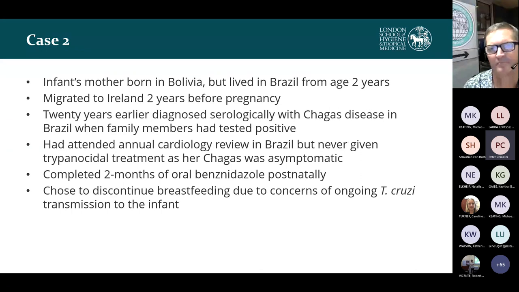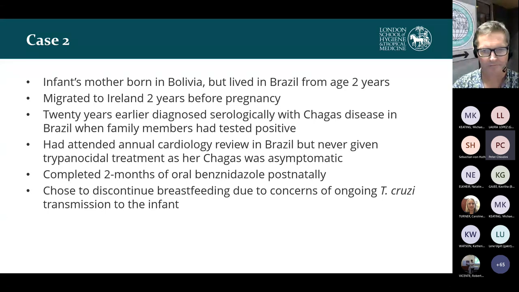Next slide, please, because this is a case of missed opportunity. The infant's mother was born in Bolivia, which in our practice, as you'll hear much more later, is the epicenter of where the cases are coming from. But she had lived in Brazil from the age of 2. And then 2 years before she became pregnant, she'd migrated to Ireland. Now, the problem is 20 years earlier, she'd been diagnosed with Chagas disease serologically when she was in Brazil, when family members had also tested positive. Now, here's the missed opportunity, because she'd attended an annual cardiology review, not been given treatment because her Chagas was asymptomatic. The point being that really it's not whether they've got heart disease or not. She's a lady of childbearing potential who could have avoided all this had she received treatment when she wasn't pregnant.